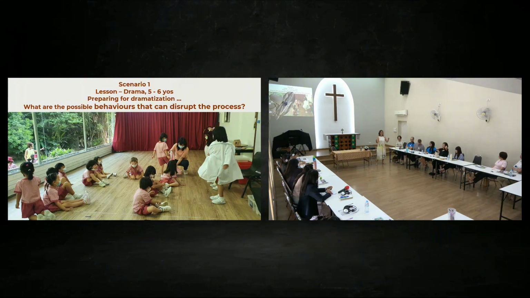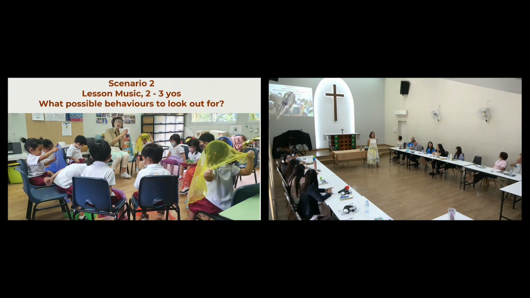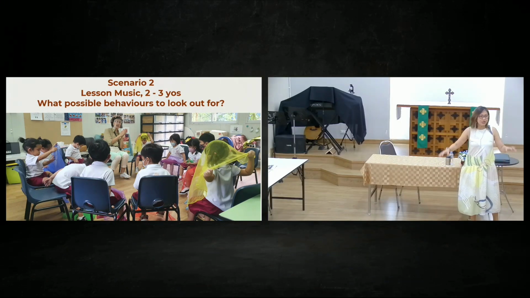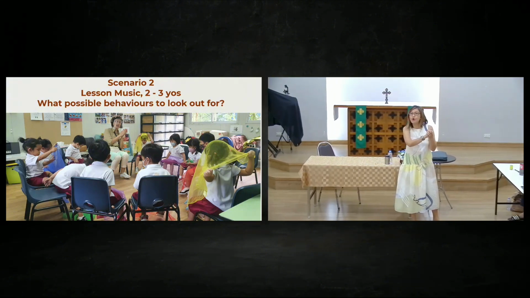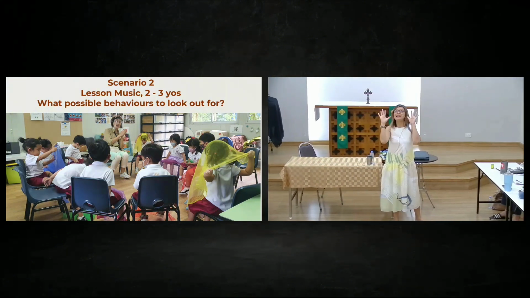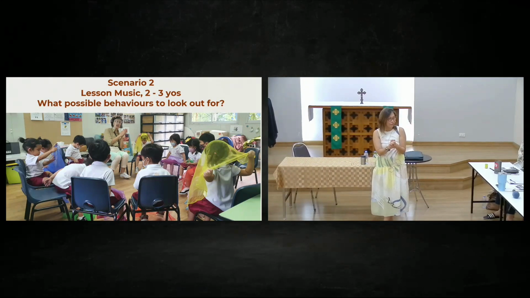Okay, all right, next. This is scenario 2. Lesson is music, 2 to 3 year olds. And what possible behaviors to look out for? Usually the children don't sit in chairs like that. This was during COVID time. And it's a music lesson. So what possible behaviors to look out for?